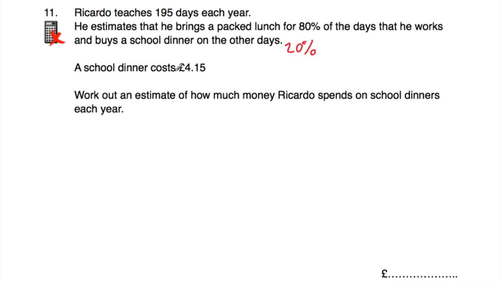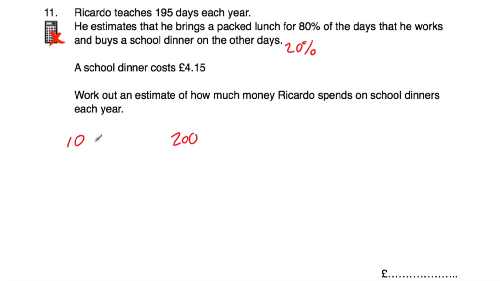And a school dinner costs £4.15, and we've been asked to estimate how much money Ricardo spends on school dinners each year. So let's start off by looking at the number of days that he works. That's 195, and we need to work out 20% of that. Now, instead of using 195, I'm going to say that Ricardo works 200 days. I'm just going to round that, and I'm going to work out 20% of 200 days.